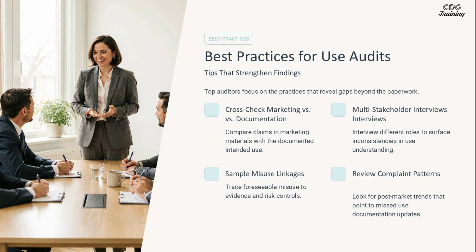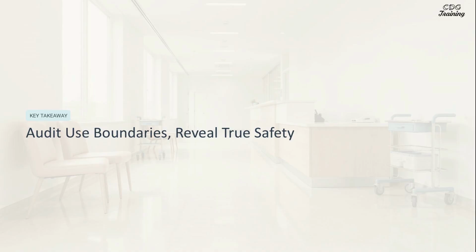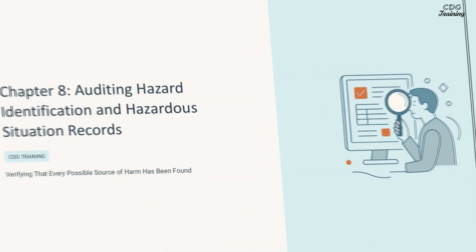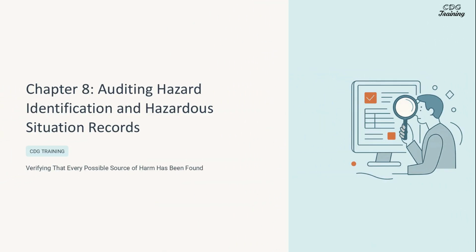Top auditors focus on practices that reveal gaps beyond paperwork, such as cross-checking marketing materials, conducting interviews, and reviewing complaint patterns. By auditing use boundaries, we can reveal the true safety of medical devices, ensuring they are used as intended and risks are minimized. In Chapter 8, we delve into the critical process of auditing hazard identification and hazardous situation records, ensuring that every possible source of harm has been thoroughly verified.